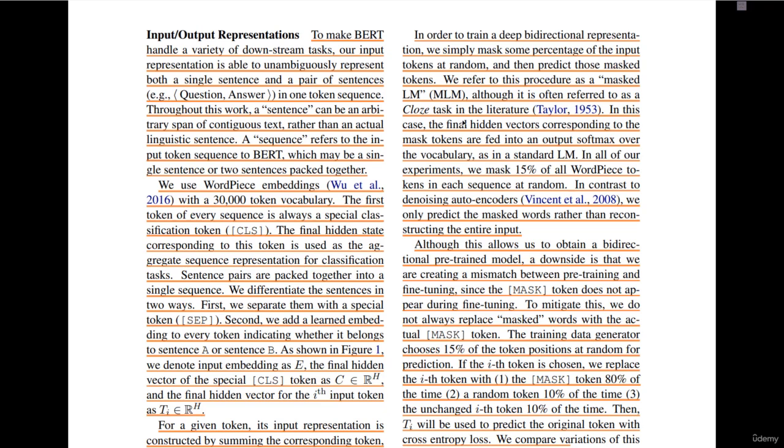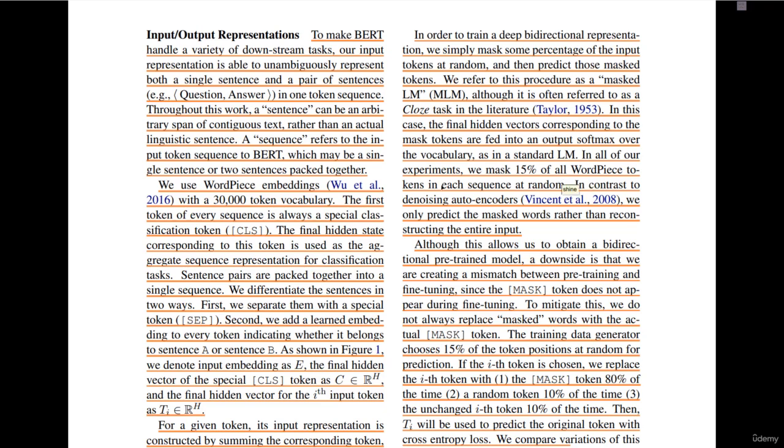In this case, the final hidden vectors corresponding to the masked tokens are fed into an output softmax over the vocabulary to predict exactly which word it is. And this is as in the standard language model. And in the experiments carried out, the authors masked 15% of all the WordPiece tokens in each sequence at random.